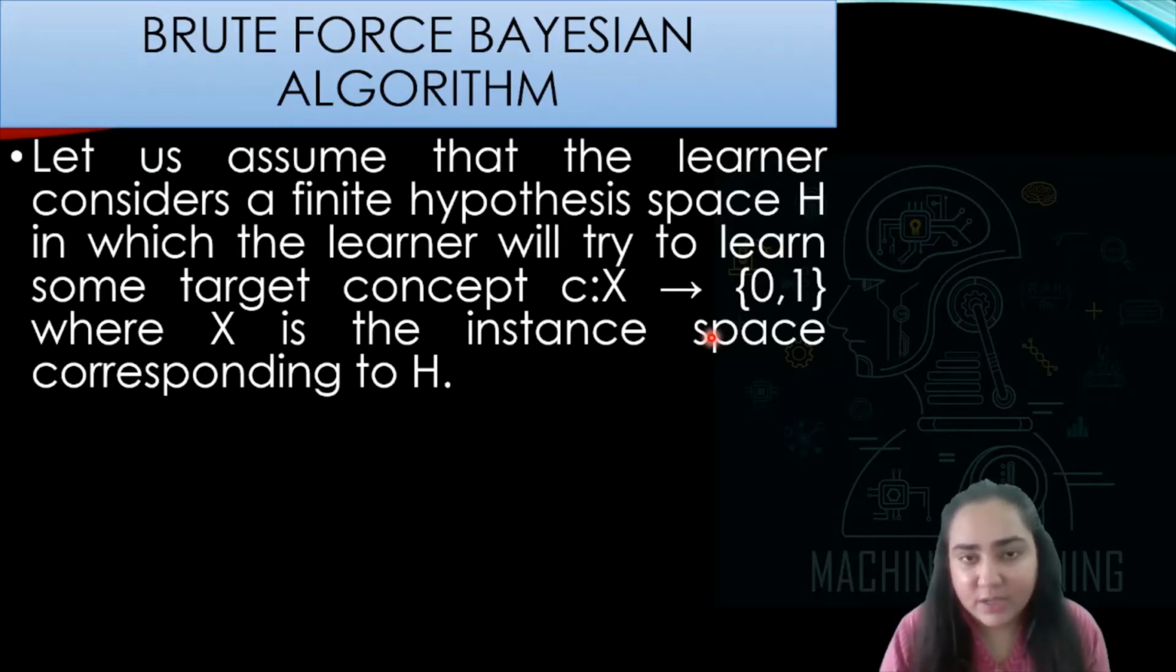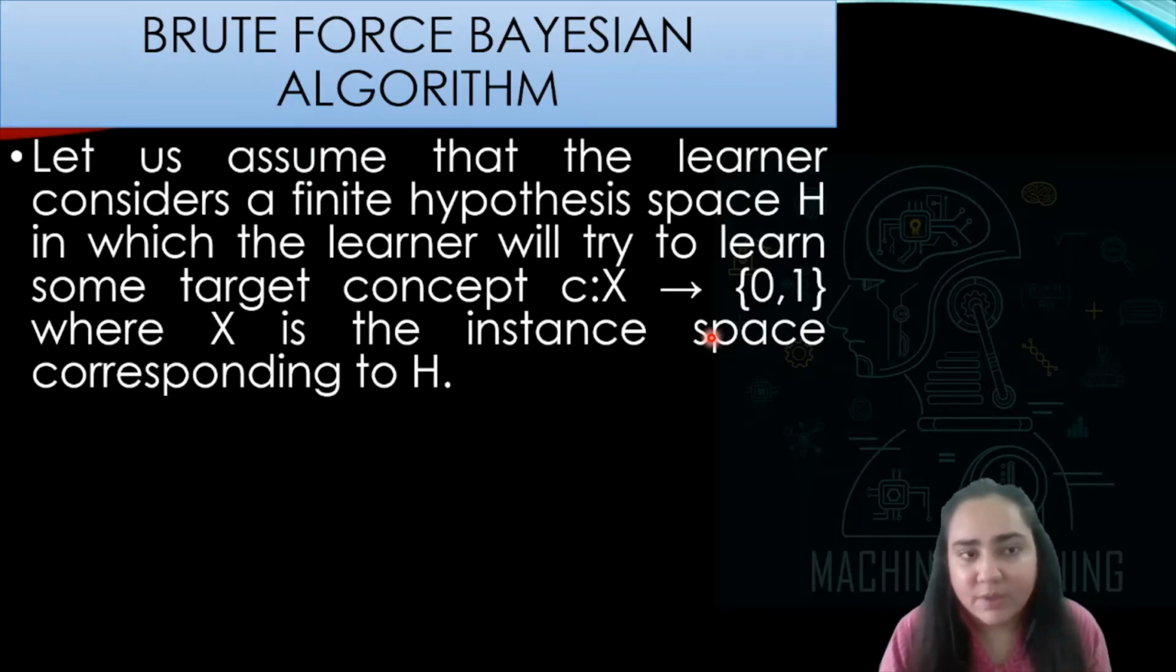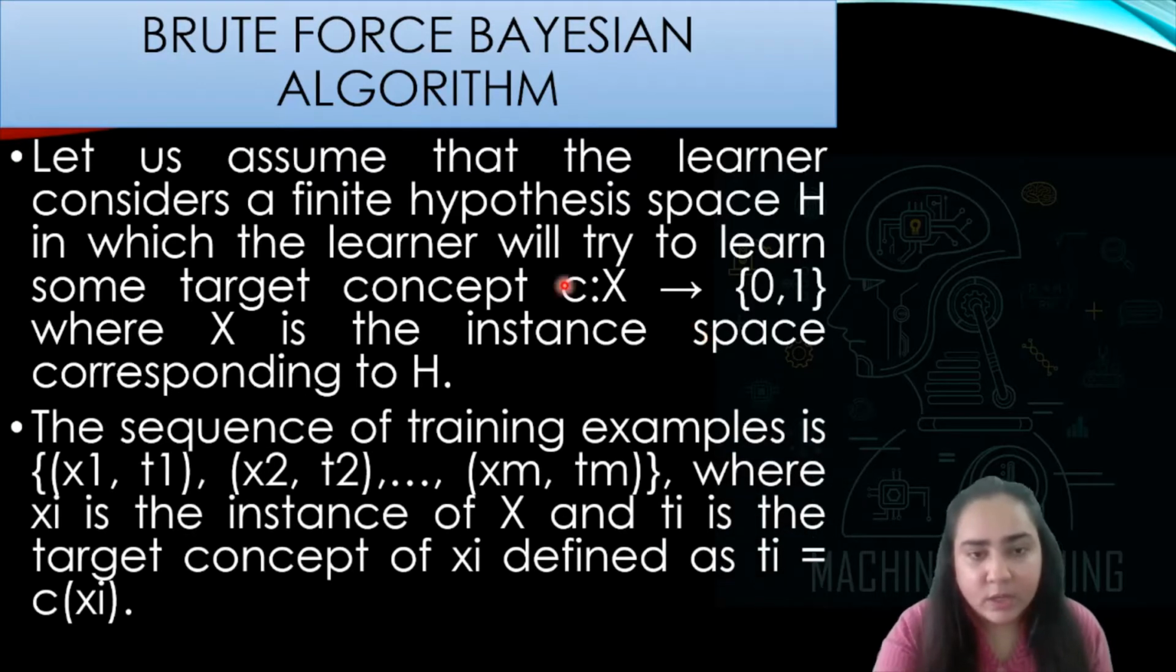And there is a finite hypothesis space, which means we are not talking about just one null hypothesis and one alternate hypothesis. We are talking about a hypothesis space H that contains many different hypotheses. And the sequence of training examples are given here. So you can have X1. So we already know what is X. It is instance space. And along with X1, we have a target concept. Okay, so there is X1, T1, X2, T2, and so on up to Xm, Tm.